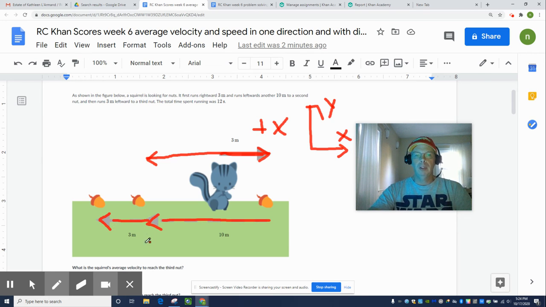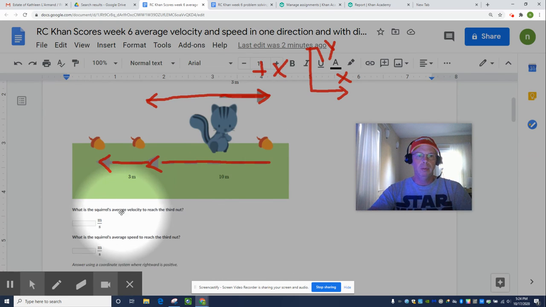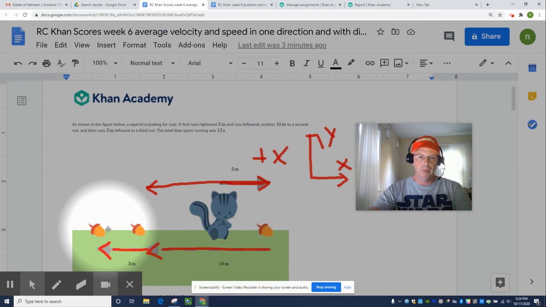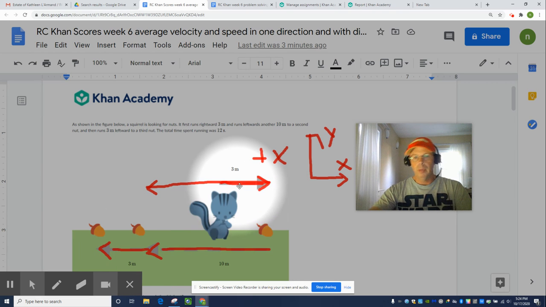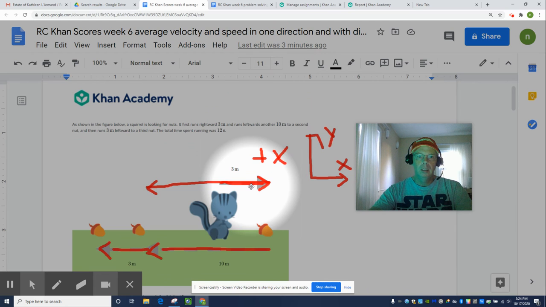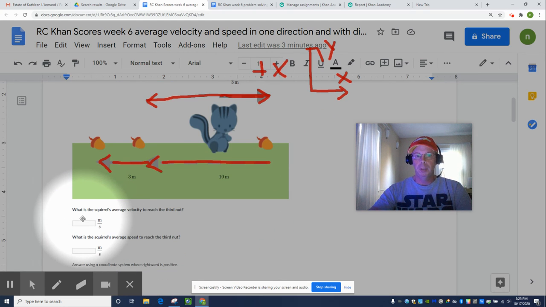So they want us to find the average velocity. Pardon my scrolling. We're after the average velocity and the average speed. So velocity is displacement over time. The sign matters. Velocity is a vector quantity, and so is displacement. So positive 3 plus negative 10 plus negative 3, well, the negative 3 and the positive 3 cancel out. So negative 10 divided by 12 is negative 0.8 meters per second, which is pretty slow.